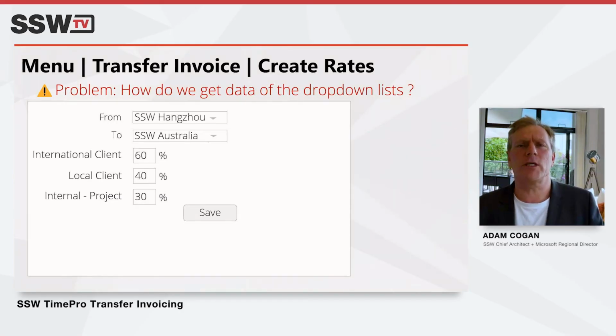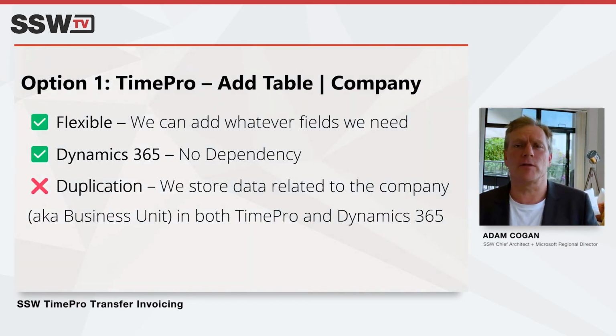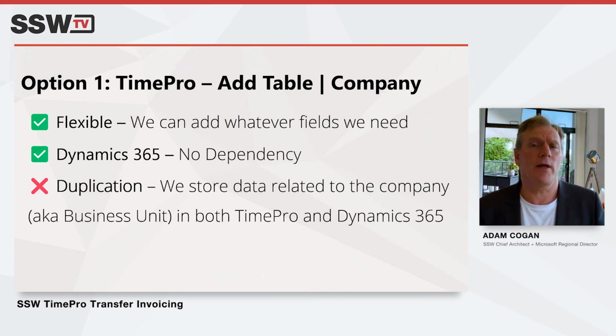We have a bit of a question here. So the first question would be, how do you populate the from and the to? We could easily just add a table there. Add a table called company, and there you've got it all. That'd be quite nice. The benefits of that is it's really easy. We can put whatever fields we want. There's no dependency on Dynamics 365.